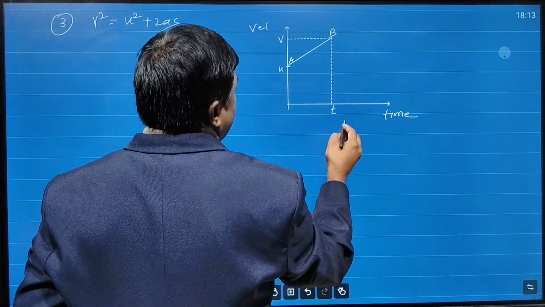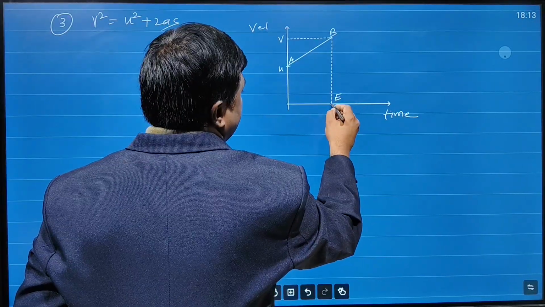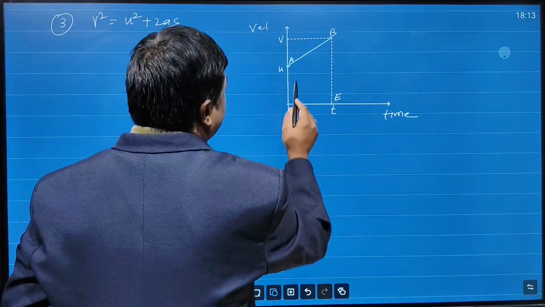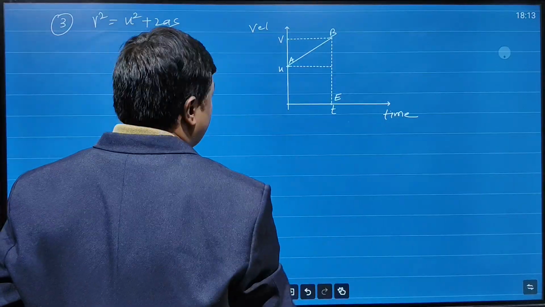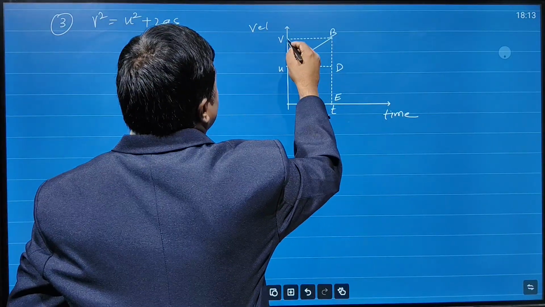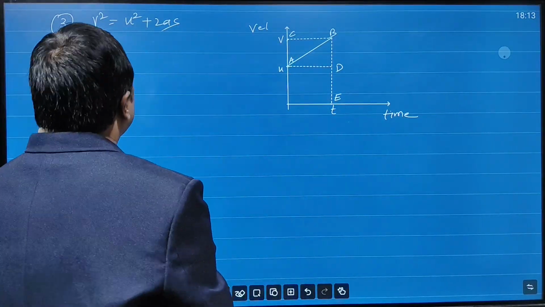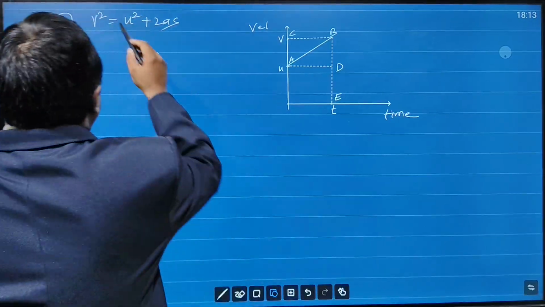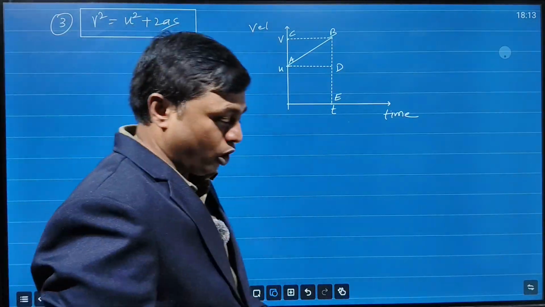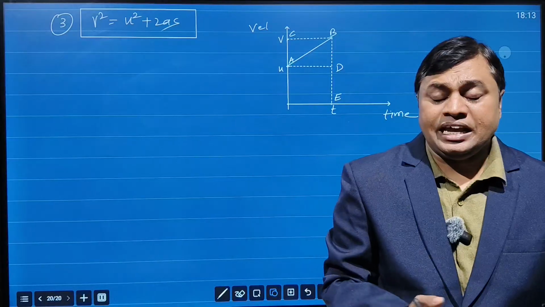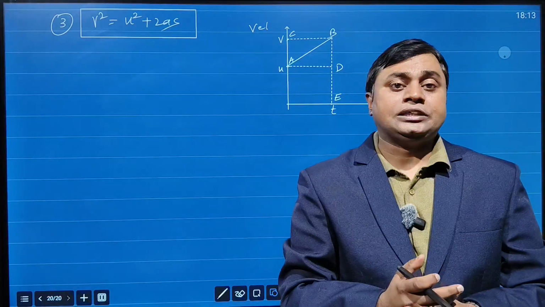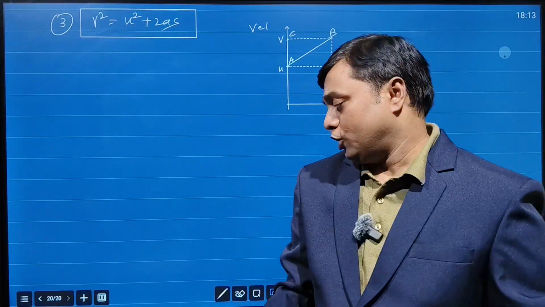This point is A, B. You can mark this as a point E. Draw one perpendicular here. This perpendicular is D. This point is C. So to derive this third equation of motion, we are going to take the same concept. What is the same concept? Area under the velocity time graph gives you the displacement or distance.